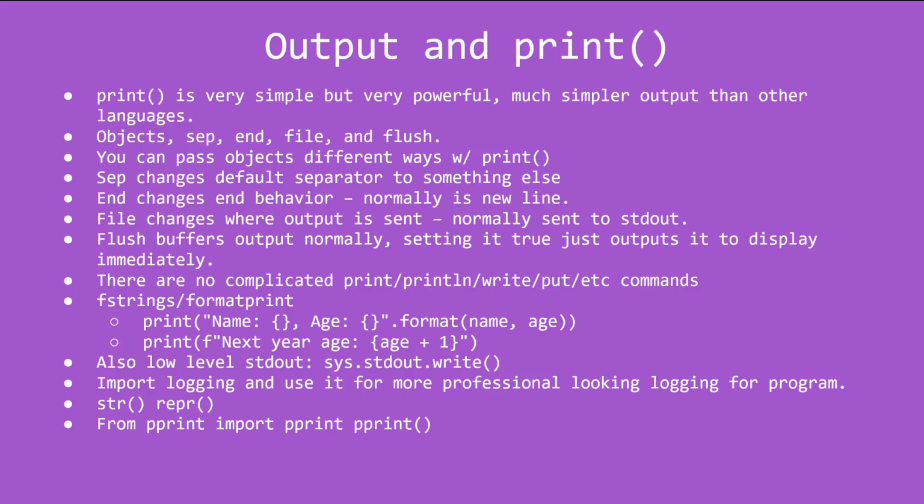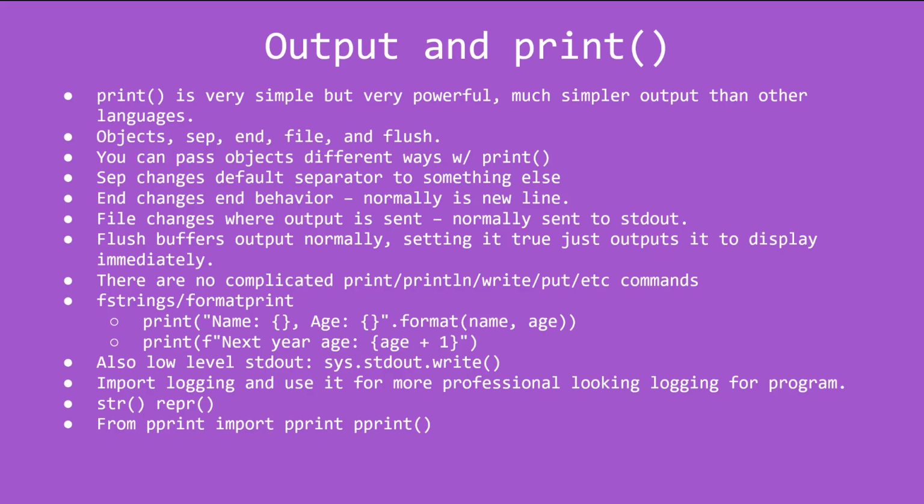Now let's move on to output and the print function. Print function's pretty simple, but it's very powerful. It's a much simpler output than other languages. Works with objects, and it also has options for separators, how to handle endings, files, and flush. So you can pass objects different ways with print. You can also change the default separator to something else. You can also change the end behavior. Normally that's new line, and normally the default separator is a space.